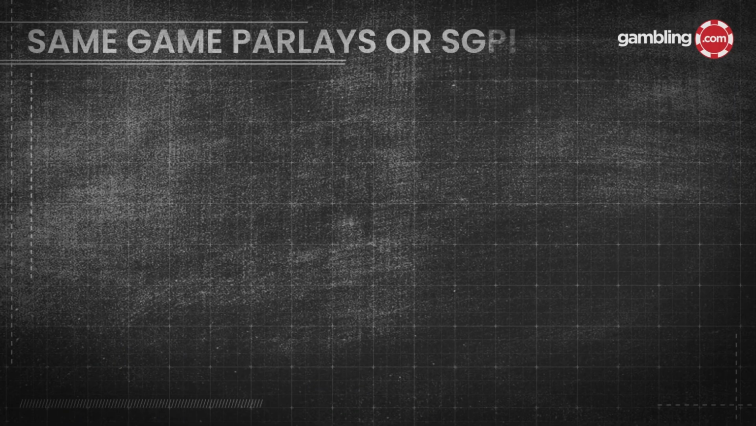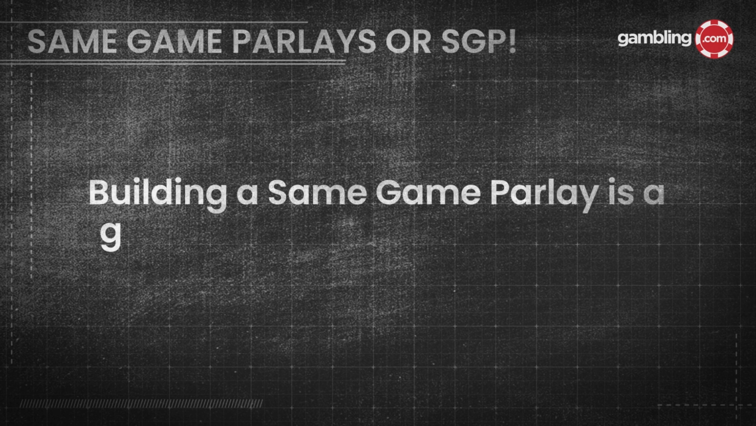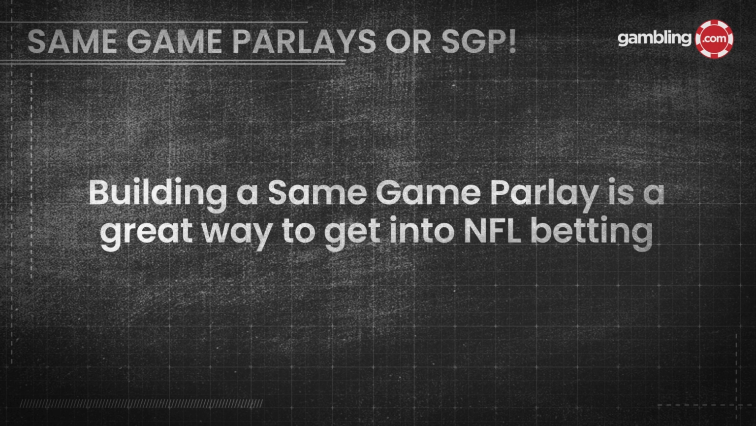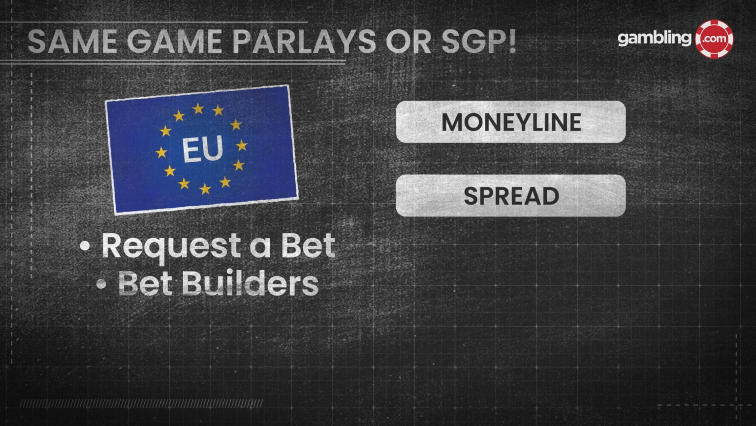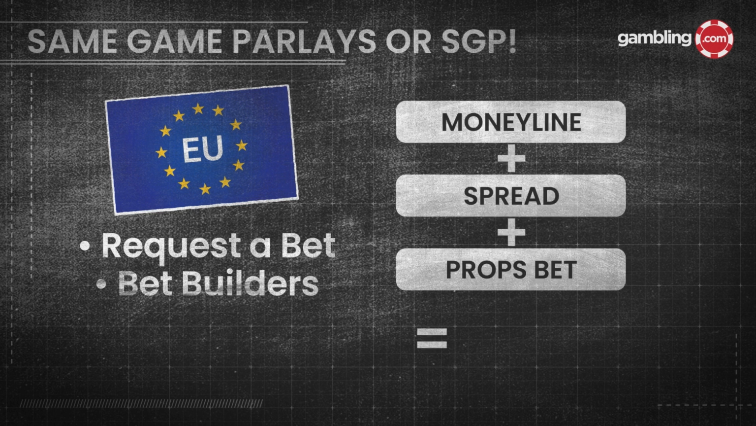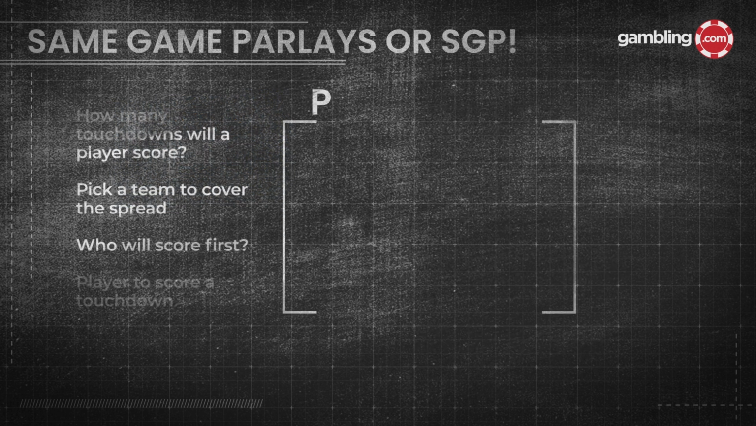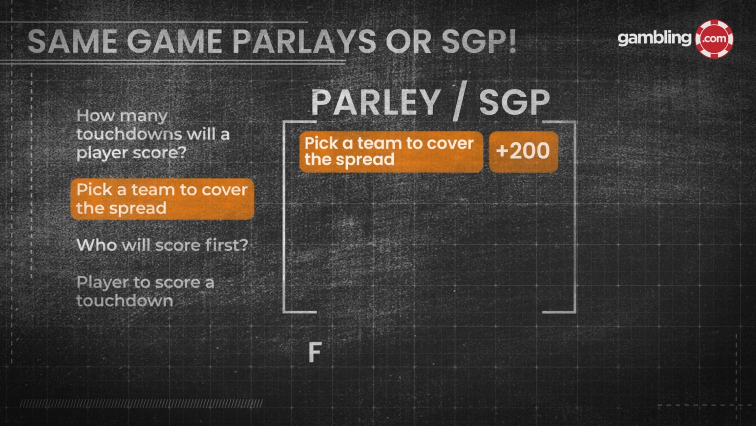Next up, same-game parlays, or SGPs. Building a same-game parlay is a great way to get into NFL betting. Offered by most of the leading online betting sites, same-game parlay bets are hugely popular. Known in Europe as request a bet or bet builders, these are exactly as they suggest. A parlay of different bets, money line, spread, and props are added together to create a bigger price than a single event occurring in the game.